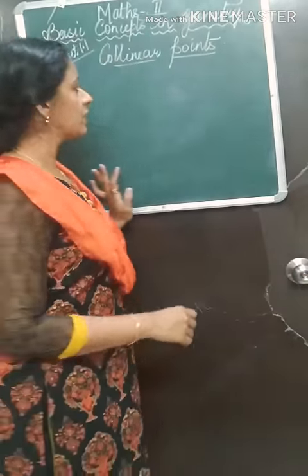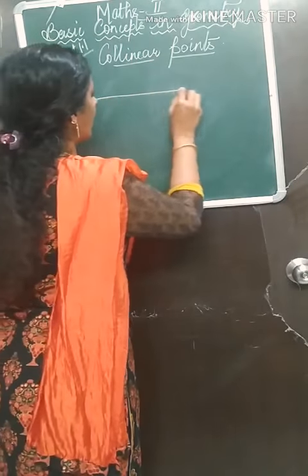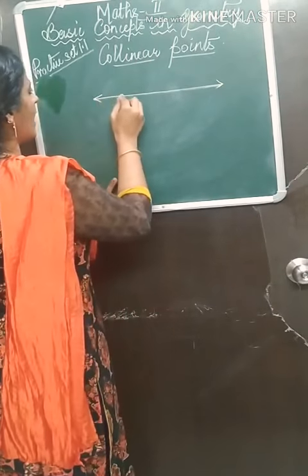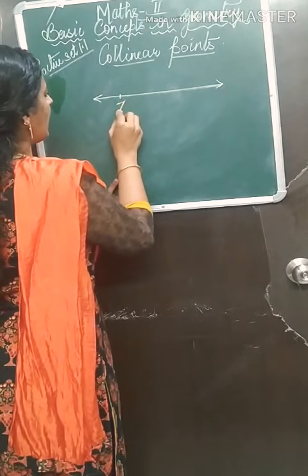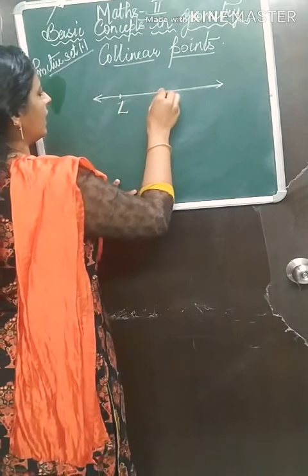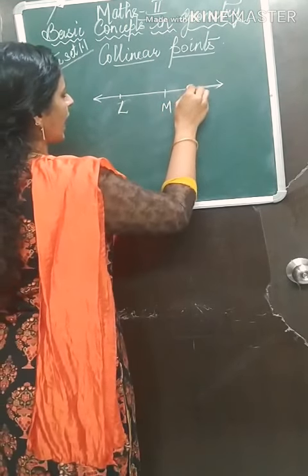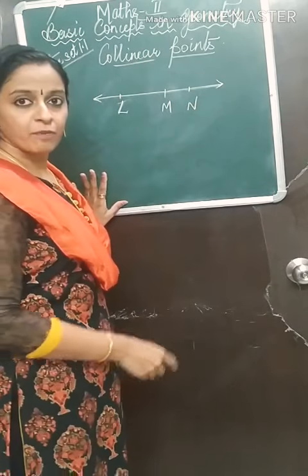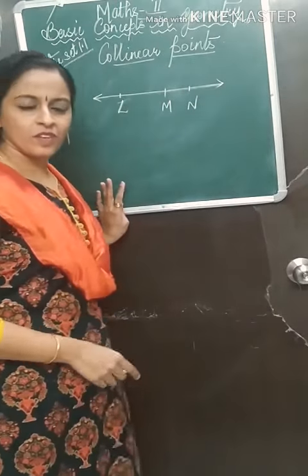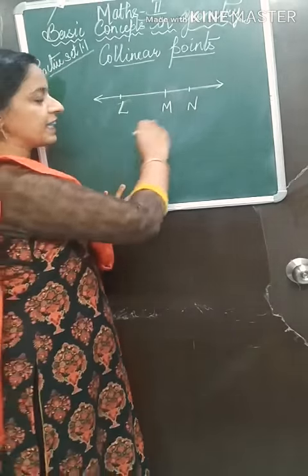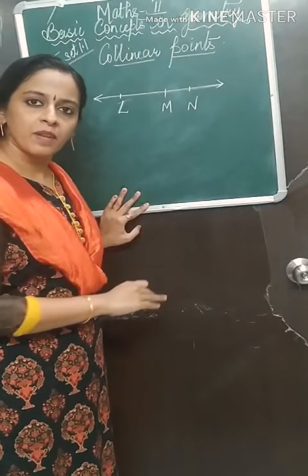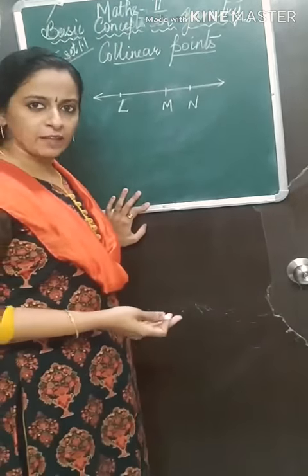So suppose I have a line, and on it I have points L, M, N. All 3 points lie in the same line, so they are called collinear points.